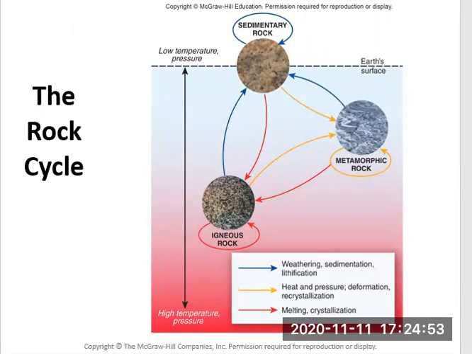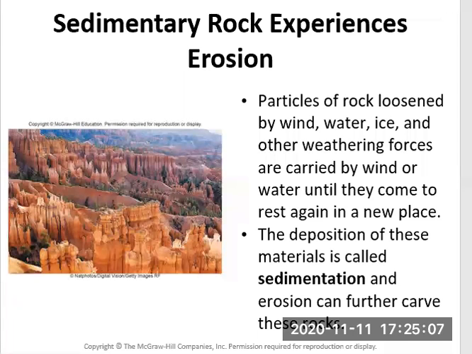This is the rock cycle, showing how the different types of rocks are formed. We already talked about them in detail in our previous slide. One more thing about sedimentary rock is erosion. Particles of rock loosened by wind, water, ice, and other weathering forces are carried by wind or water until they come to rest again in a new place. The deposition of these materials is called sedimentation, and erosion can further carve these rocks.